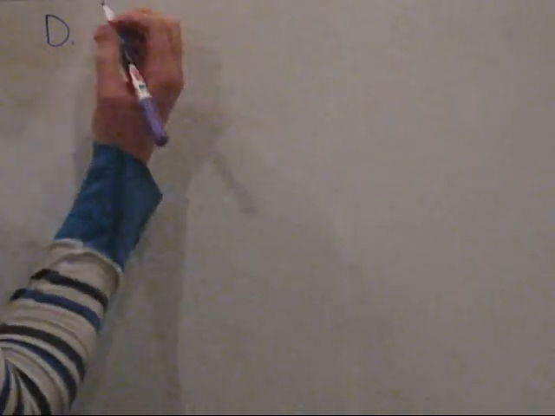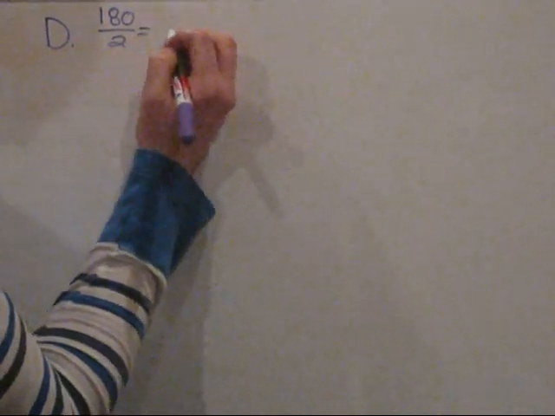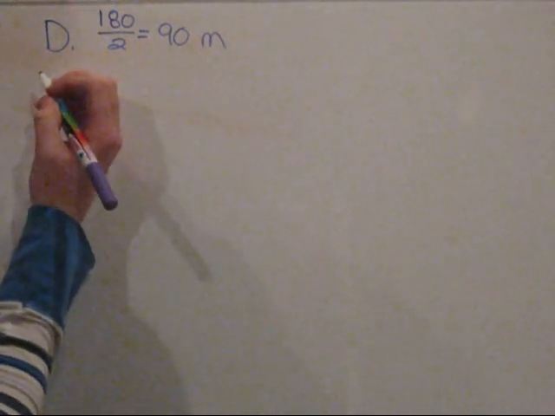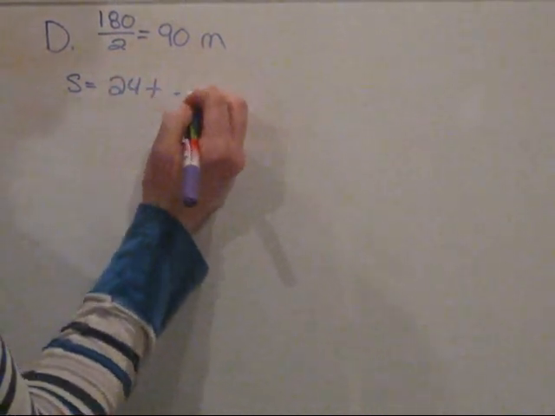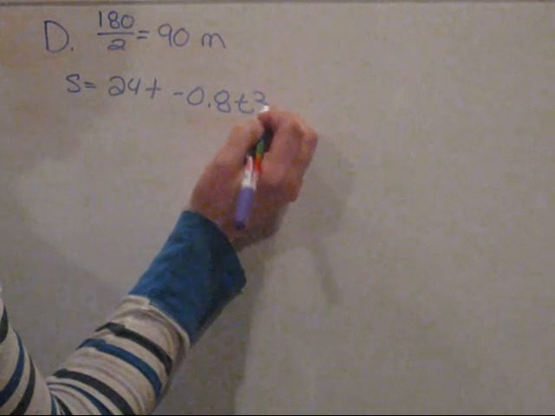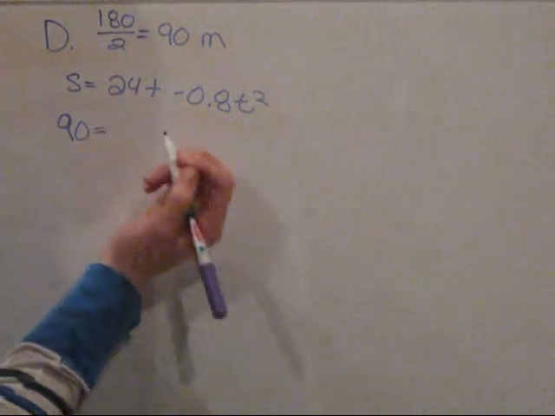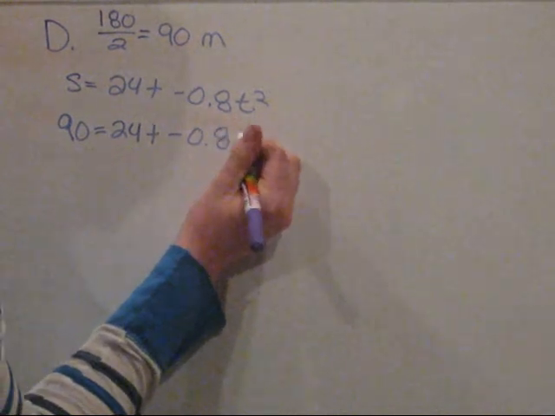For part D, we have to determine when the rock reaches half of its maximum height. To do this, we have to figure out where half the maximum height is. So we take our maximum height, which is 180, and divide it by 2, which equals 90 meters. Then we take our displacement formula, which is s equals 24t minus 0.8t squared. We substitute 90 into the equation as our displacement, and we're going to solve for t, which is time.